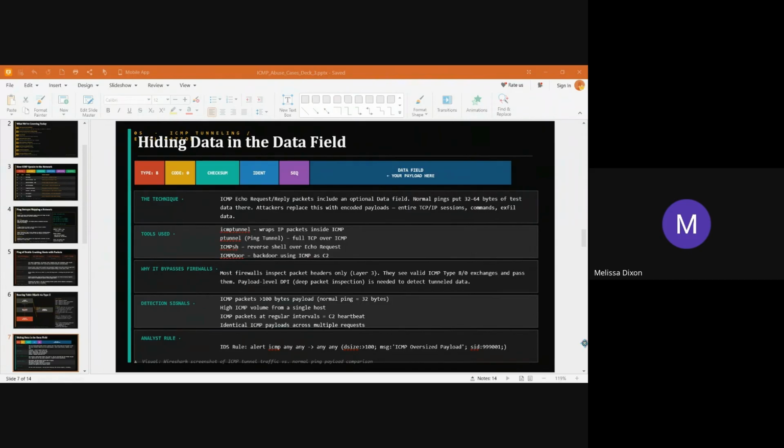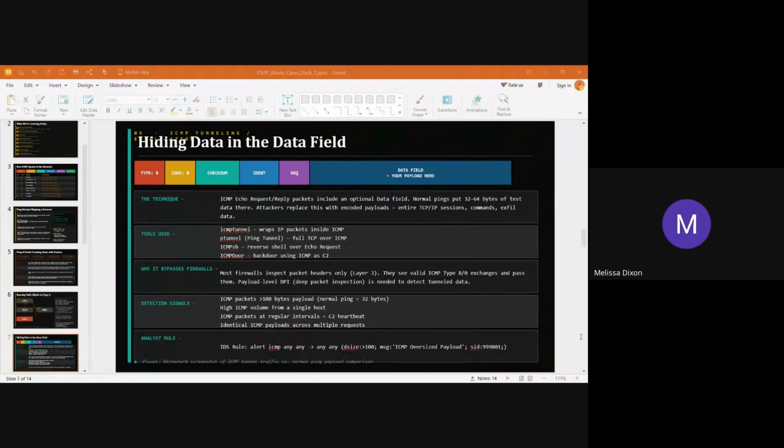Okay, so we'll go back to here. Normal ping data field is 32 bytes of operating system pattern, right? The tunnel data field is up to 1400 bytes or plus bytes of encoded payload, which is a TCP connection or a reverse shell session or file chunks, right? So we know that. And then the tools here. Again, the ICMP tunnel wraps complete IP packets inside the ICMP.